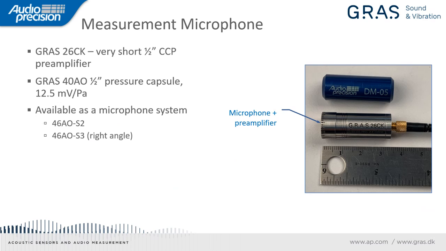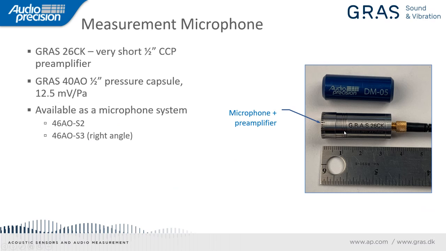And as you can see, the total length of the device is about 37 millimeters from tip to tip. So it's a nice small half-inch microphone set that can be used inside that small chamber. And here we have AP's dummy microphone, which, as you can see, is about the same physical size and shape as the measurement microphone. We'll talk about that in a minute. Now this microphone, the one I'm showing here, is two components, which you can buy separately, but from Grass you can also get these as a system. So the 46AO-S2 is the microphone system. It provides the two together.